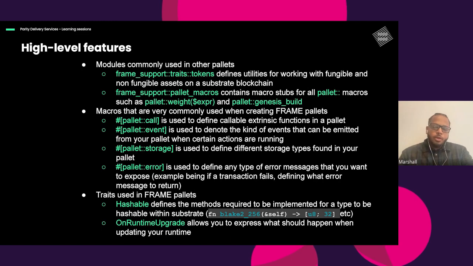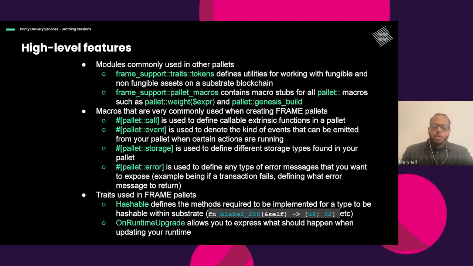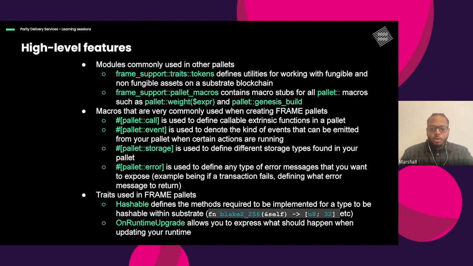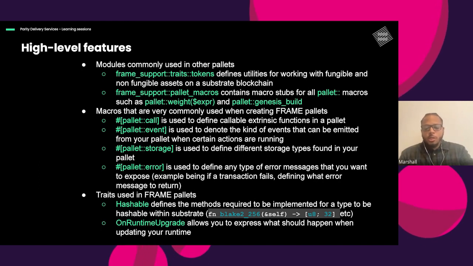So the support palette really is very integral to defining palettes within Frame generally. And some of these attribute macros, such as palette call, are found all throughout the code base of every Frame palette. So palette call is used to define callable extrinsic functions within the palette, or palette event. Here is another macro which is used to denote different events that can be emitted from your palette when certain things are happening or certain actions are occurring. Or for defining your storage types, you can use palette storage to define multiple storage types depending on the needs of your specific chain or runtime.